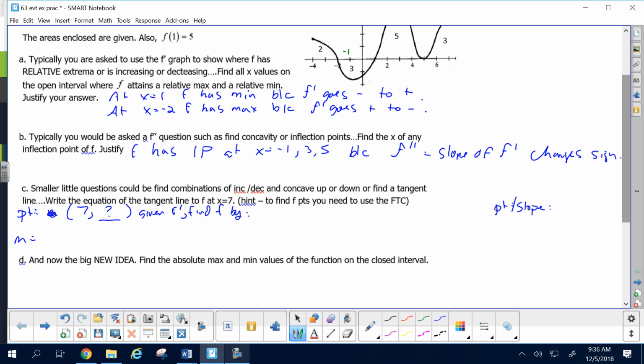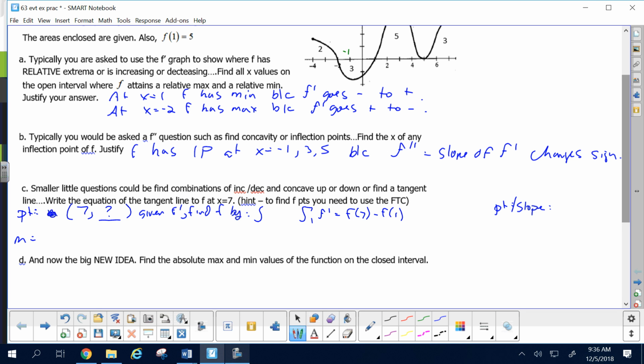Okay, so we're going to integrate. Typically we use a definite integral. What should I go from and to? 1 to 7. Okay, 1 because we're given it, and 7 because we want it. The integral under f prime would equal f at 7 minus f at 1, yeah?